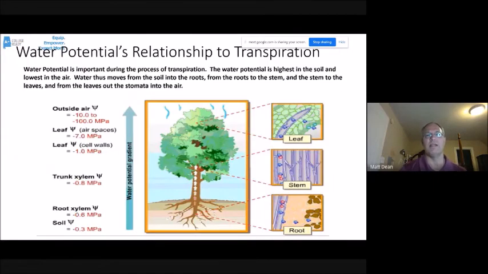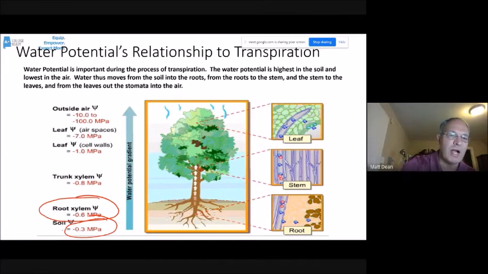All right, so let's end up today by talking about, first of all, water potential and how it relates to transpiration. We talked about this in our first discussion of water potential last week. In the soil, the water potential is somewhere around negative 0.3. It's a little lower in the xylem of the roots, the water-carrying tissues in the roots. So water moves from higher to lower water potential. Water goes into the root xylem.